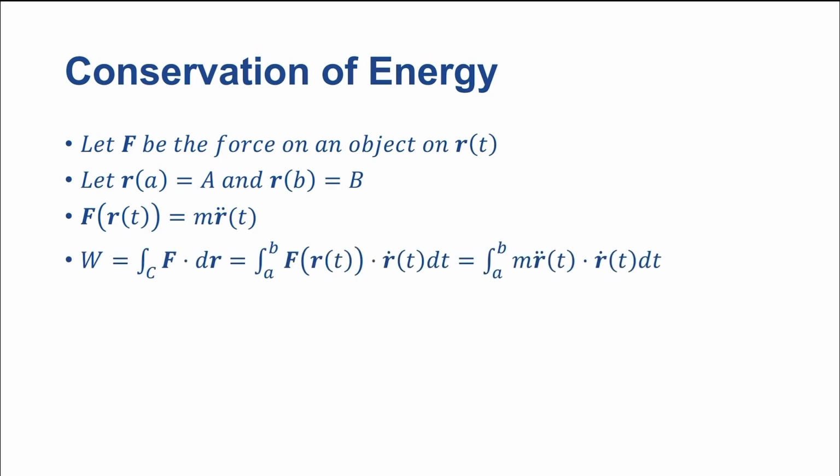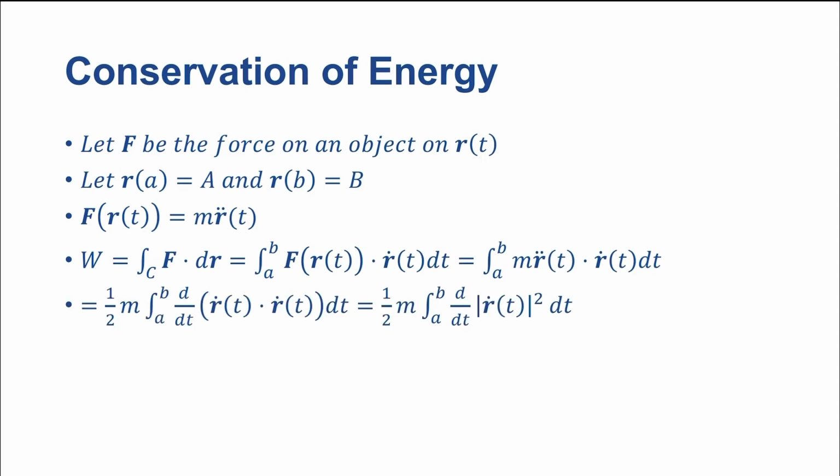So if I want to find the work, then that's equal to the integral of F dr, which can be equated to the integral between a and b of the force, and then times, if you remember from a couple videos ago, when we're taking the line integral over the vector function, we use the derivative attached to the dt of the vector function. So we have times r dot of t dt. And we can use Newton's second law so that we have the integral between a and b of m times r double dot of t dotted with r dot of t dt.